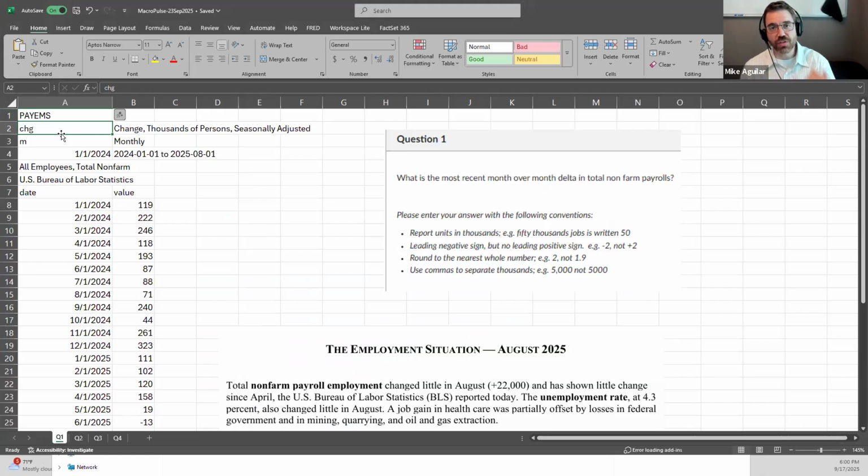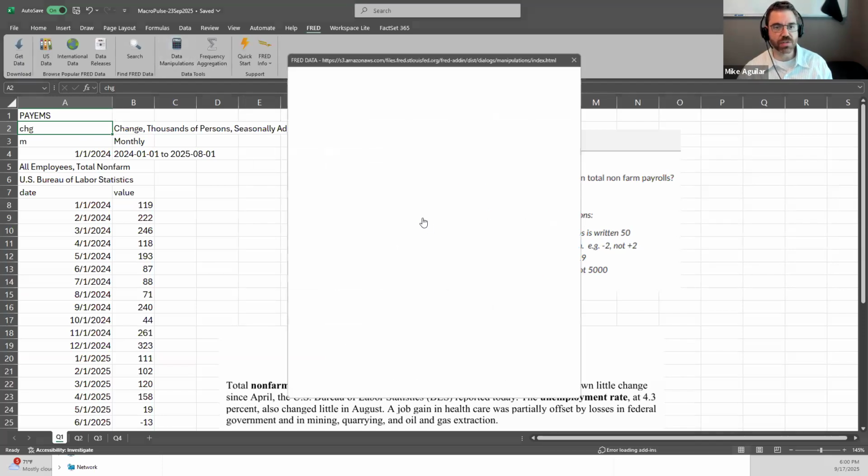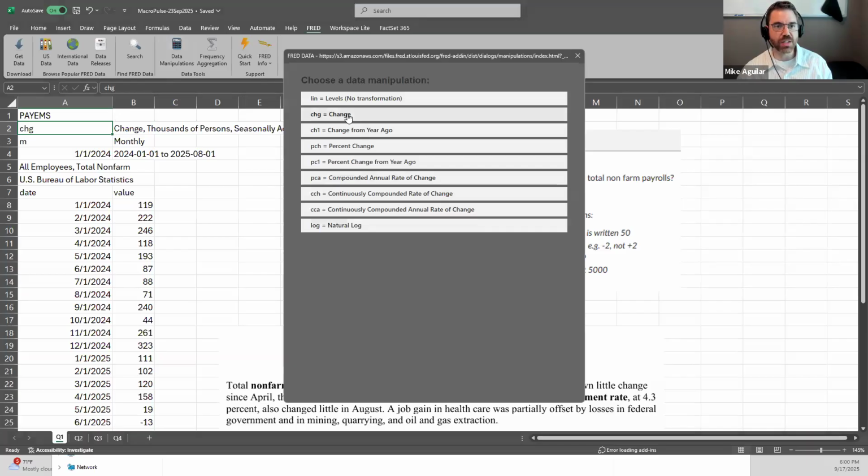Now, I want the changes over that, not the total number that are working, but the change in those, month over month delta. And just be careful. I didn't say percent delta. So I want the change in that. How do I know which one it is? Go to FRED, data manipulations, and I want the change, CHG, not PCH, not percent change.